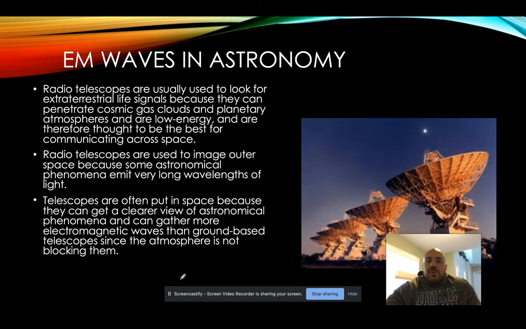Radio telescopes are also used to get pictures or images of outer space, because some things in outer space give off those giant wavelengths like radio waves. And a lot of times, not these ones, but we will put telescopes into outer space, take them off Earth, because then they can get a clearer view of different things in space and gather more different types of EM waves than they would be able to on Earth once it goes through the whole atmosphere. And that's the end of our third additional focus.